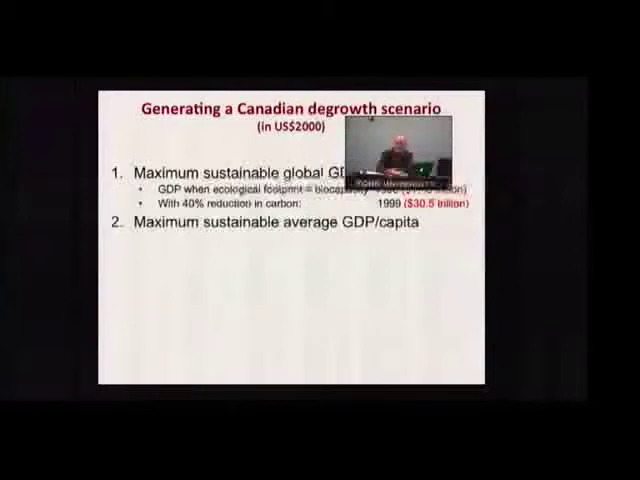To bring it to a GDP per capita, you have to divide by population. I picked 8 billion for 2035. Could be higher, could be lower. But that gives us a sustainable average GDP per person worldwide.